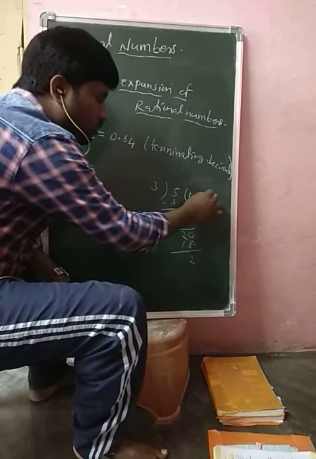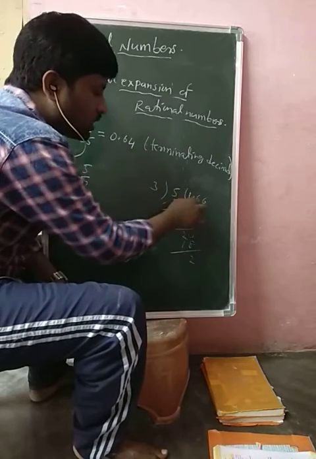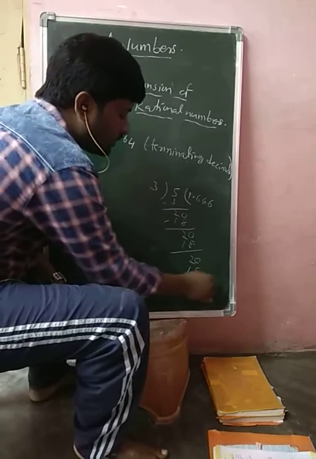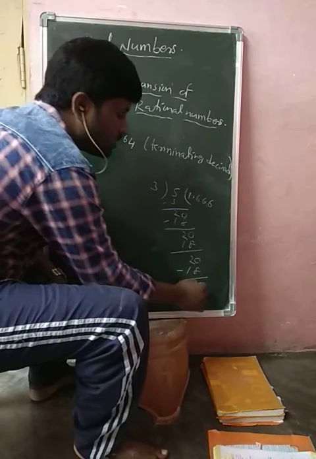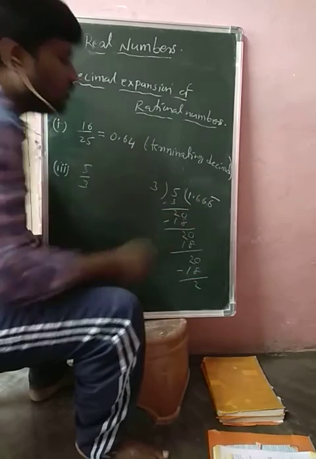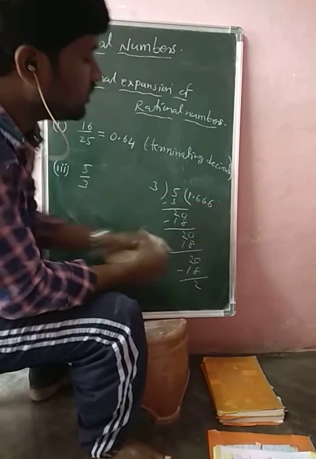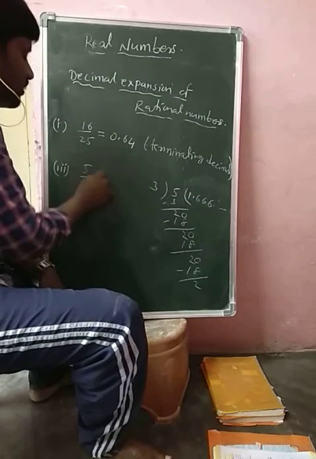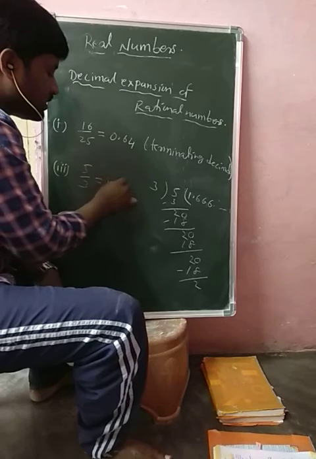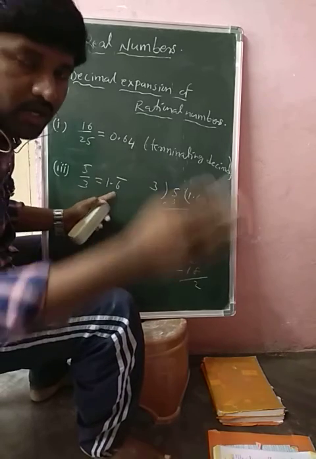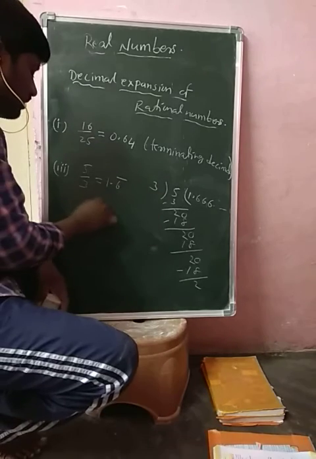So what we observe here, again what comes? Since the point is there, 0. 3 6s are 18. So 20 minus 18 means that is 2. So we get here 1.666 and so on. Yes, we will get like this. That's why you can write it as 1.6 bar. 1.6 bar means it is non-terminating.